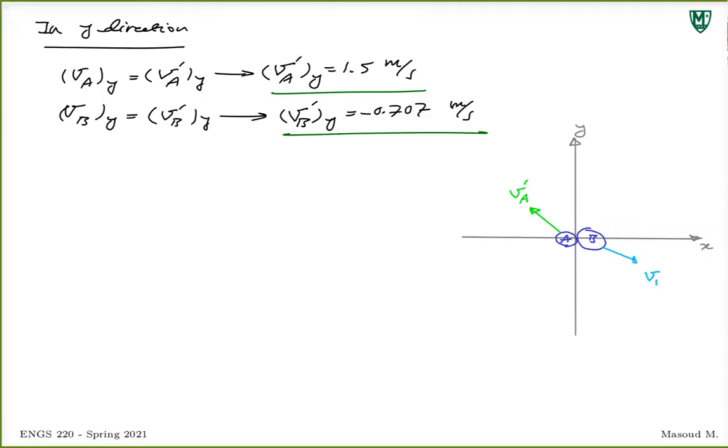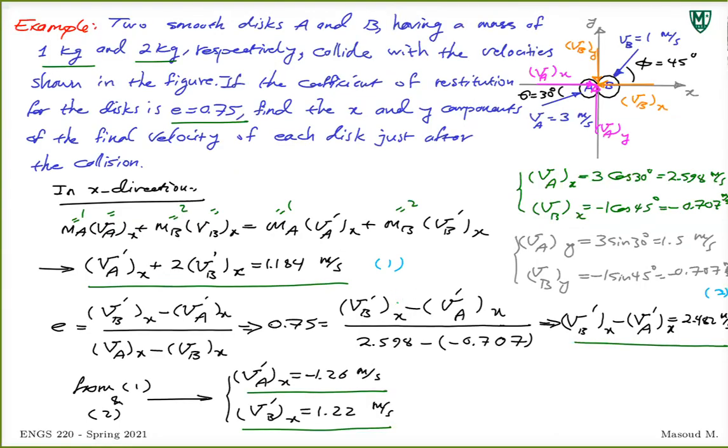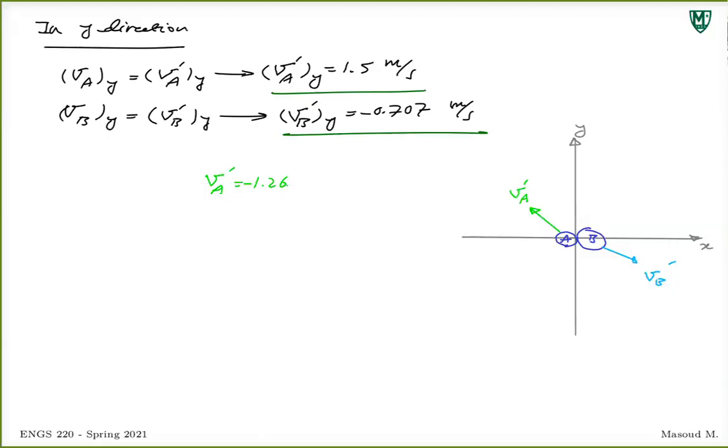So if you want to represent them as vectors, VA prime is minus 1.26 I plus 1.5 J, and your VB prime will be, the X component was 1.22, so 1.22 I minus 0.707 J. Since these are vectors, you can actually find the magnitude and the angle. We can actually find these angles.